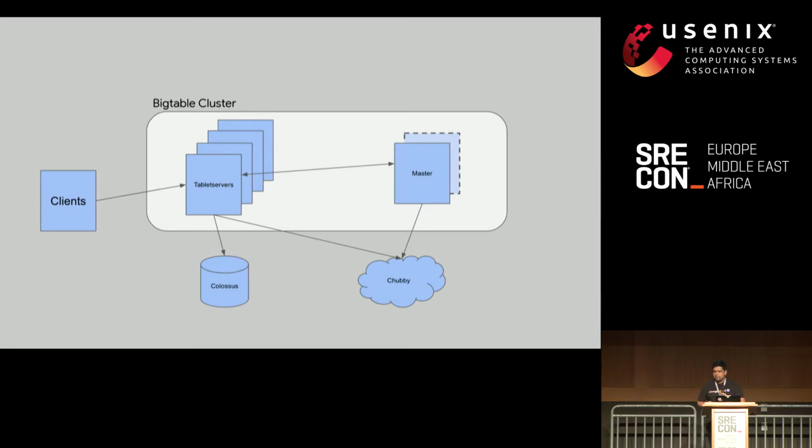So this is what a Bigtable cluster looks like. Inside the lighter shaded section, we have two binaries, what we call the Bigtable master and the tablet servers.